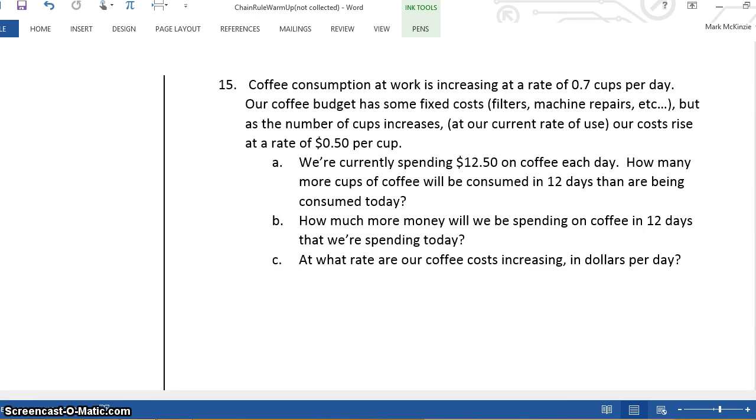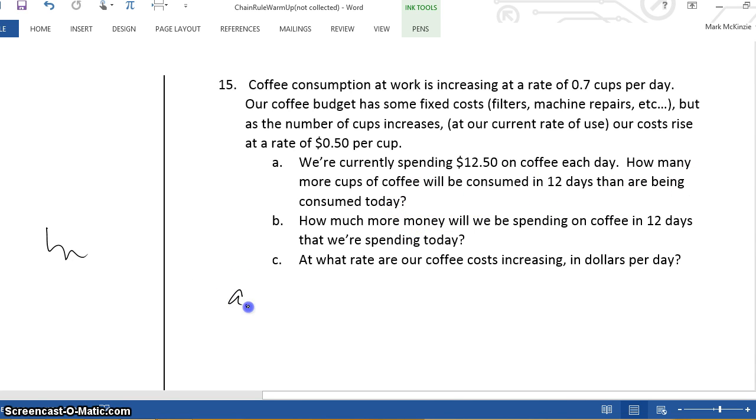Yeah, I wanted to look at the last two examples from the worksheet from Monday's class. So here we're given that our coffee consumption is increasing at 0.7 cups of coffee per day, and that the cost for coffee rises at a rate of 50 cents per cup. So part A, we're currently spending $12.50 on coffee each day. How many more cups of coffee will be consumed in 12 days than are being consumed today?